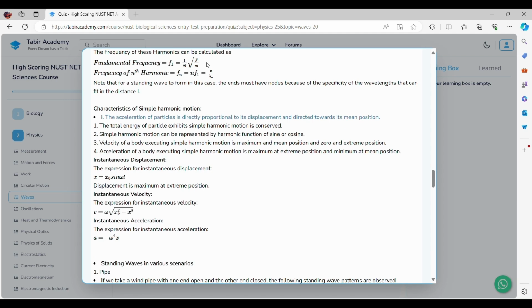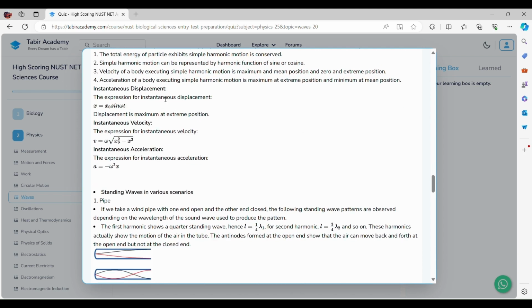Characteristics of simple harmonic motion. The acceleration of particles is directly proportional to displacement and directed towards its mean position. The total energy of a particle exhibiting simple harmonic motion is conserved. Simple harmonic motion can be represented by a harmonic function of sine or cosine. Velocity of a body executing simple harmonic motion is maximum at mean position and zero at extreme position. Acceleration of a body executing simple harmonic motion is maximum at extreme position and minimum at mean position.